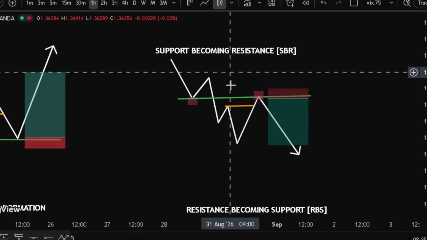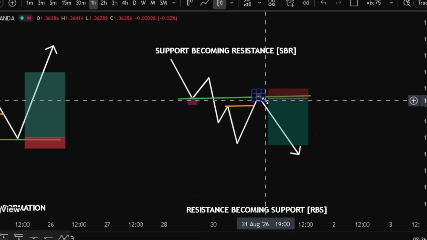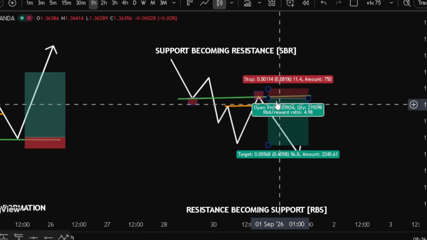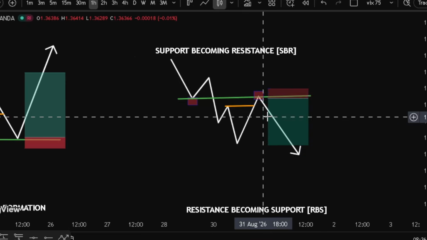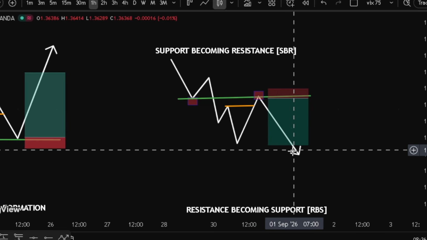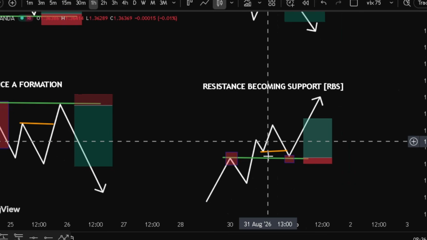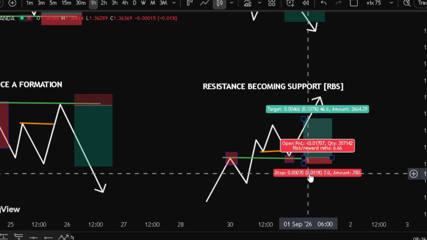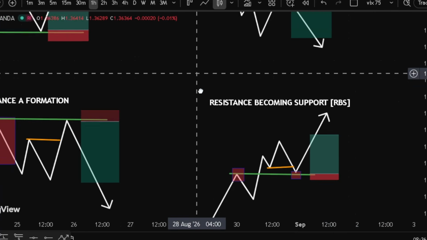This support becoming resistance is just a break and retest. A break and retest. Easy terms, all right? So since we are doing advanced market price action, we just call it the SBR, support being broken, becoming resistance. The same applies to the RBS. This is just a breakout and a retest. So resistance becoming support. Easy.